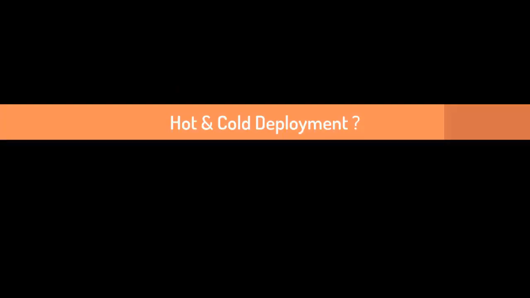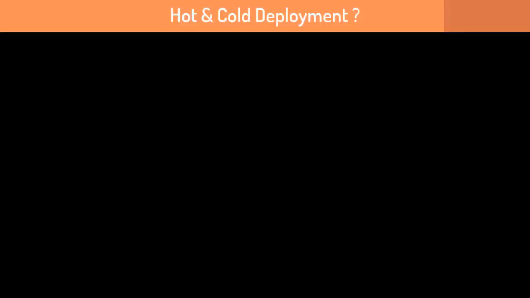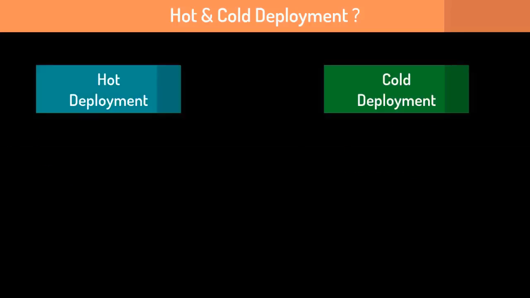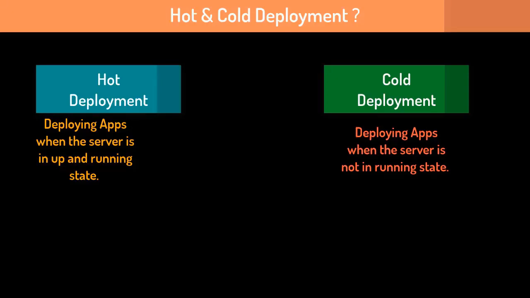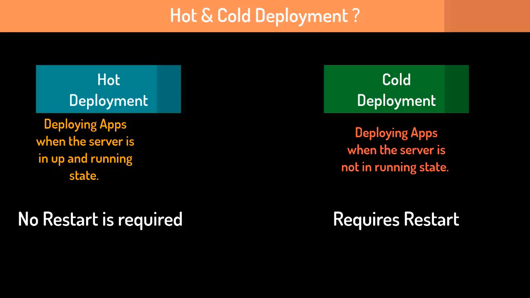You may also be asked what is hot deployment and what is cold deployment. Hot deployment simply means that the server is up, and while the server is up, you are deploying something and you are not restarting the server. So this is hot deployment. The other type of deployment is cold, in which you first bring down the server. You first shut down the server, then you deploy the application, and then you bring the server up so that the application can become accessible. So this is the basic difference.